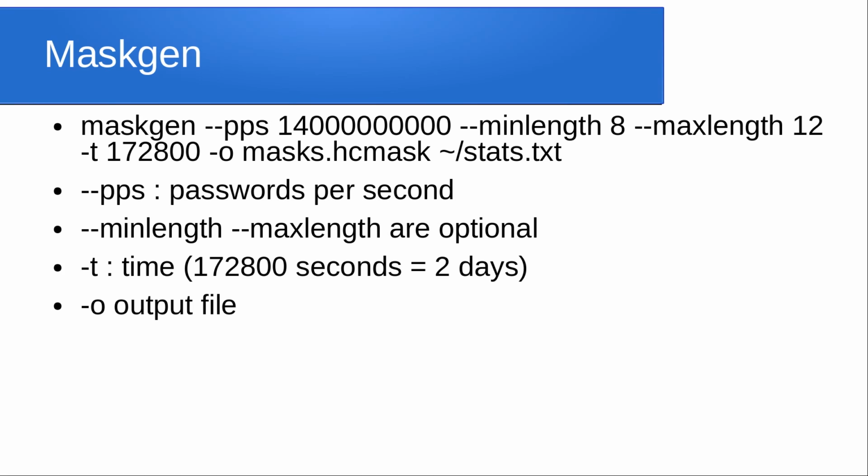The output of StatsGen can be passed across to MaskGen, and you can generate a selection of masks to use in Hashcat. So I've gone for an example here. Now -pps is passwords per second. That's something for my system, and you don't actually have to use that at all. It just helps if you're going to use -t, which is a time. So I'm going to crack for 2 days at a rate of 14 trillion passwords per second. And the min length and max length are optional. So I specified an output of masks.hcmask, and that is the input file of stats.txt.